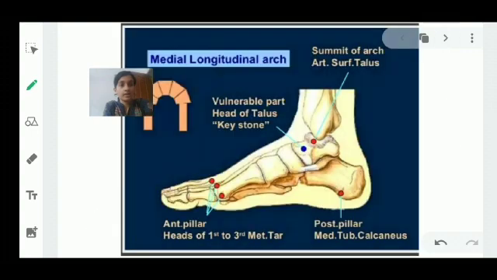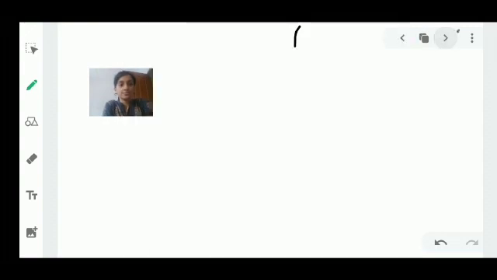Now we have a diagram. See, this is the posterior pillar, anterior pillar, summit. Head of talus being the keystone. So now let's move on to the lateral longitudinal arch.